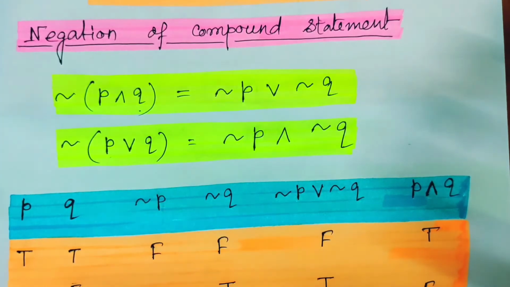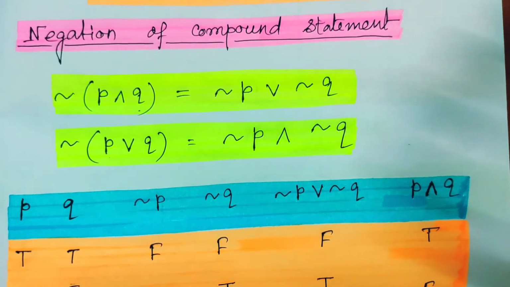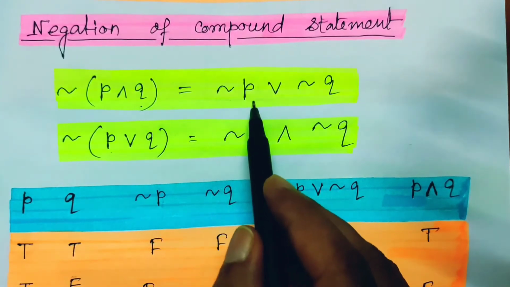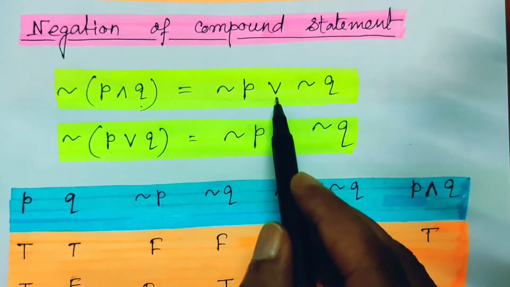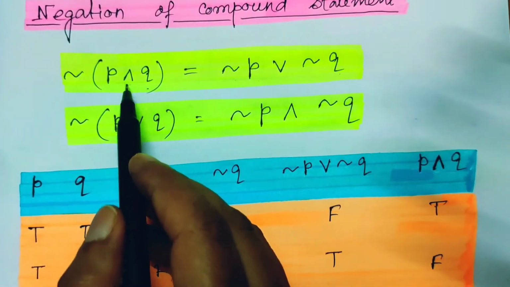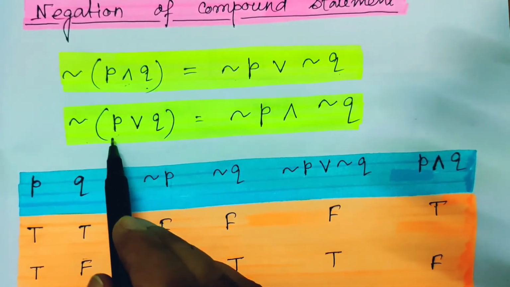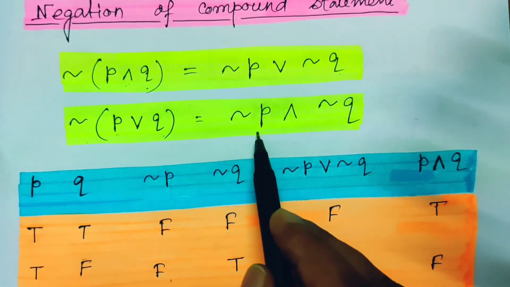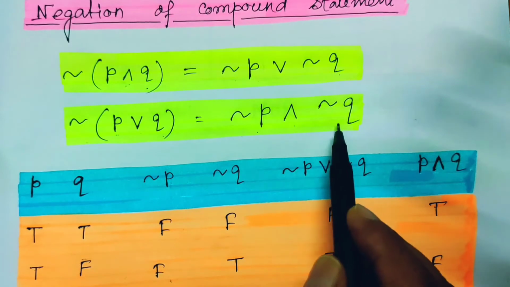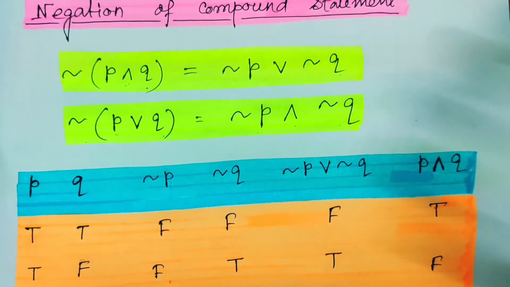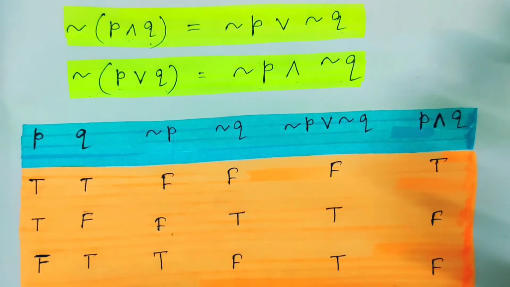If we want to take its negation, then what will be the outcome? So if we take the negation of this one, then it is not P disjunction not Q, where it is the conjunction. And when it is not of P disjunction Q, that one is equal to not P conjunction not Q. So how can we find it out? With the truth table also we can verify the statement.